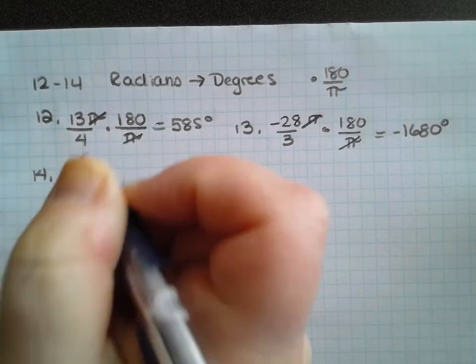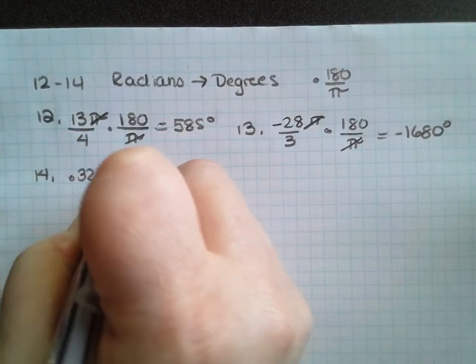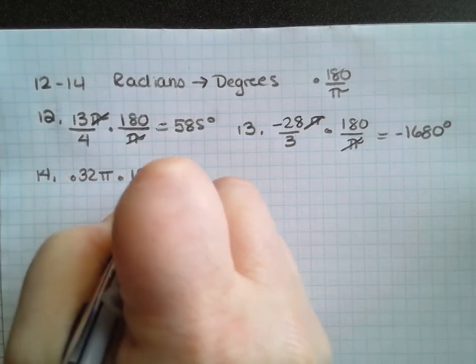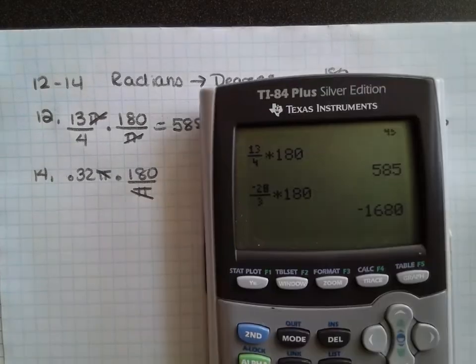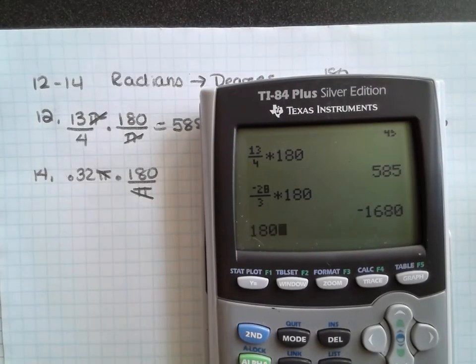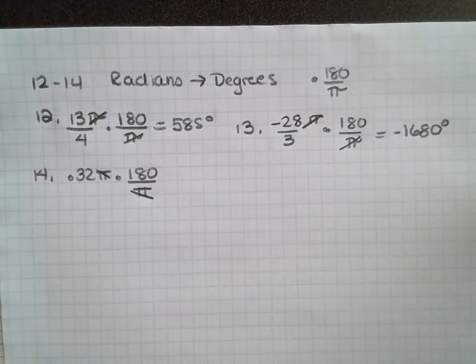Okay, and then let's do the final one, 14. We have 0.32 pi times 180 over pi. So I go ahead and cancel that out, and I just do 180 times 0.32, and that gives me 57.6 degrees.